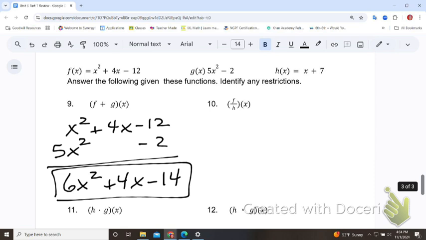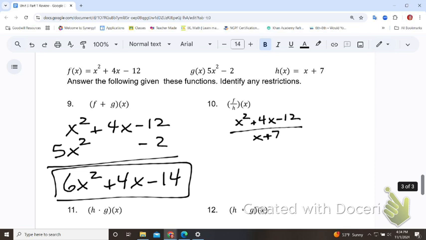The only time we're going to need to worry about restrictions is when we have division, and remember that the denominator cannot equal 0. So that's going to give us our restrictions on the domain. So number 10, f over h. So f is going to go on top. h is going to go on the bottom.